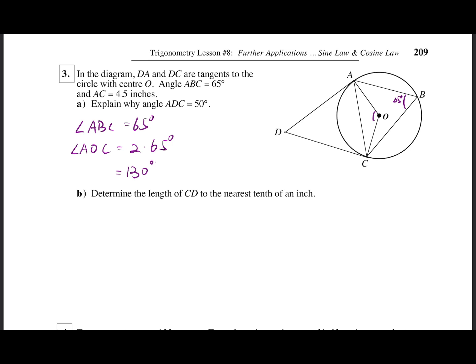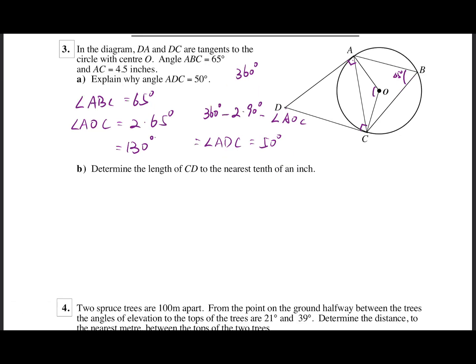In quadrilateral AOCD, the sum of the angles is 360, and AD and AC are tangent, so these two angles are 90 degrees. So it's 360 minus 2 times 90 degrees, and then minus angle AOC, which equals angle ADC, which is 50 degrees.